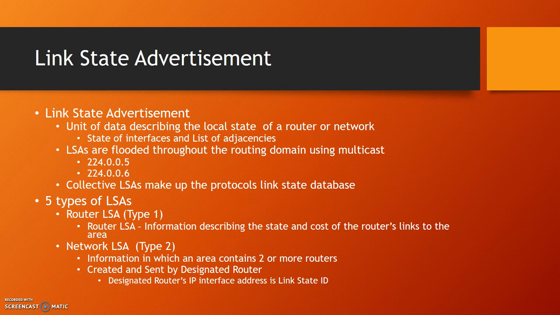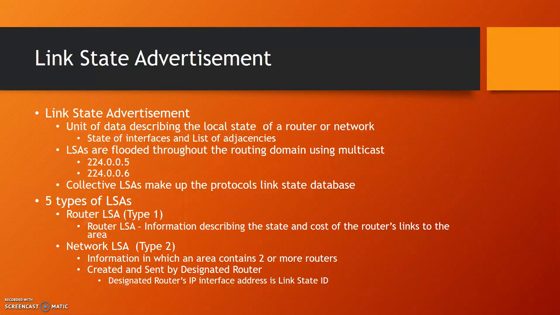So link state advertisements are units of data describing the local state of a router or network. Some of the information includes the state of interfaces and a list of adjacencies. Again, that's how they flood, using 224.0.0.5, which sends to all OSPF routers, and 224.0.0.6, which will send to only designated routers. The collective LSAs make up the protocol's link state database.